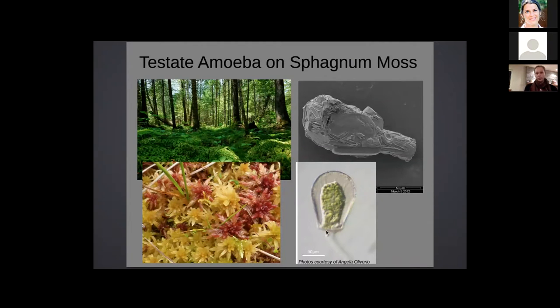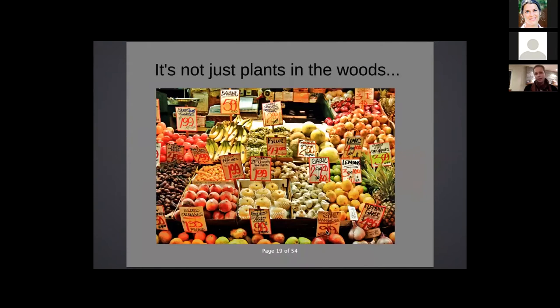So the organisms living there are not singular organisms. They actually interact with each other in a community of organisms. So they're all interconnected, much like you would think of a sea otter living in a kelp forest or some other example of a larger ecosystem. So that's moss, but it's not just plants in the woods, right? It's any plants. All of these have microbial communities, including the produce at the supermarket.